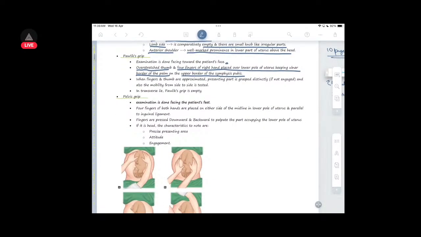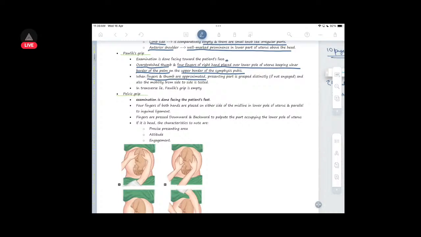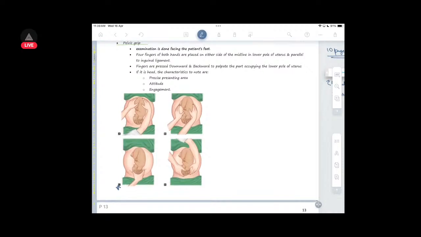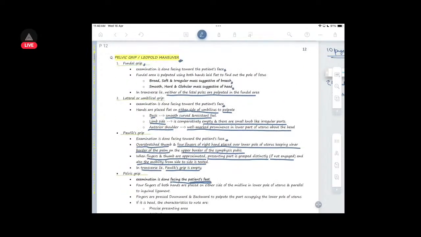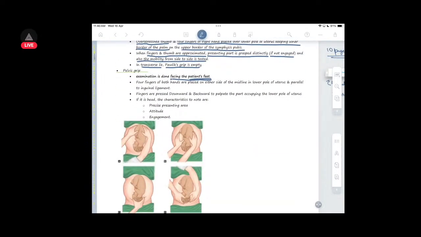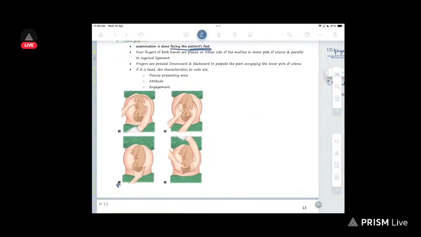When fingers and thumb are approximated, the presenting part is grasped distinctively if not engaged, and the mobility from side to side is also tested. In transverse lie, Pawlik's grip will be empty. Pelvic grip is done while facing the patient's feet. This is the only one done while facing the patient's feet; everything else is done facing the patient's face.